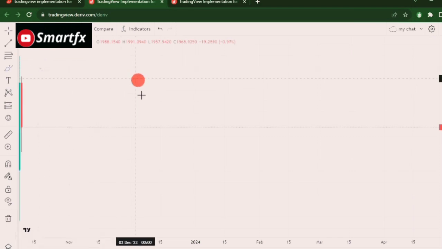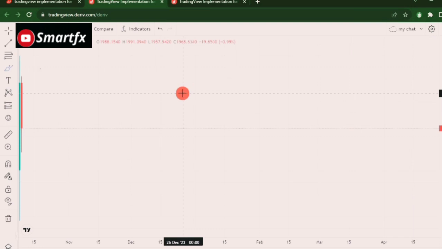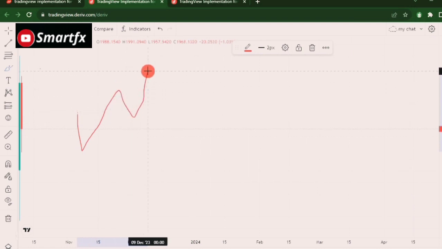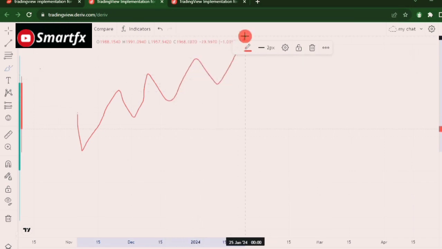So market structure has to do with the trend of the market, how the market is moving. You can either have a downtrend, uptrend, or a ranging market. If the market is in an uptrend, you see something like this. As you can see, these are the market structure.